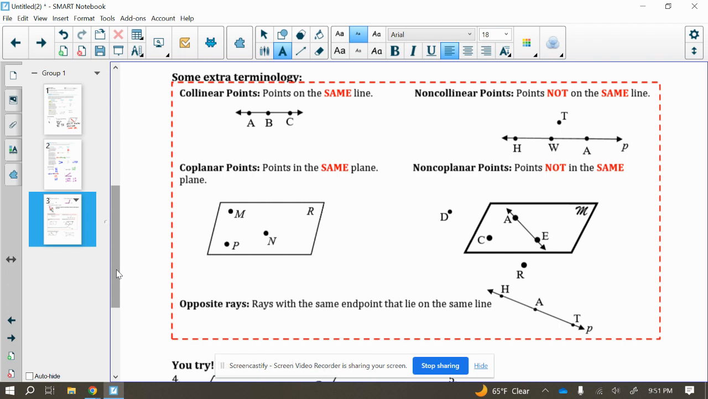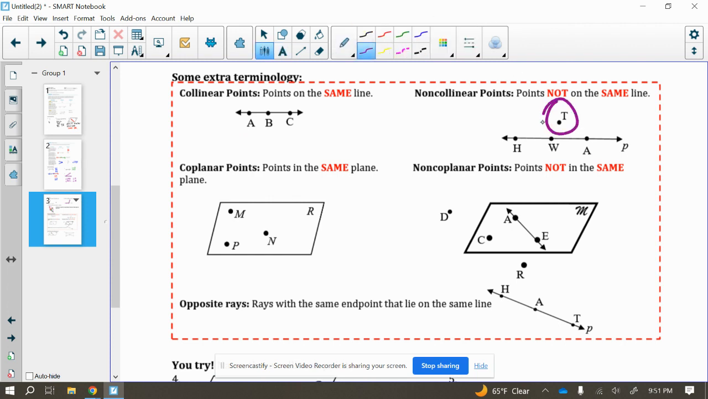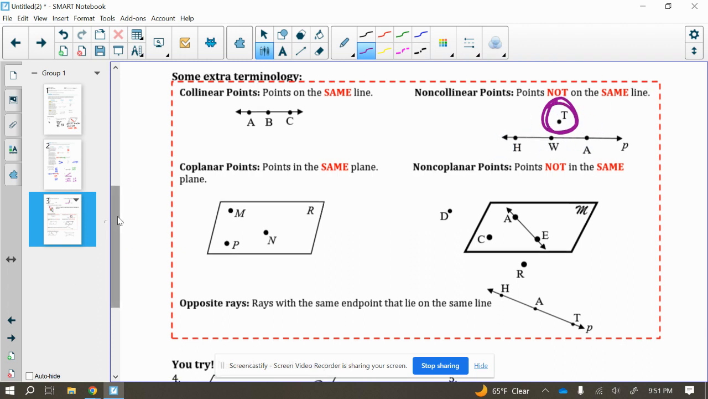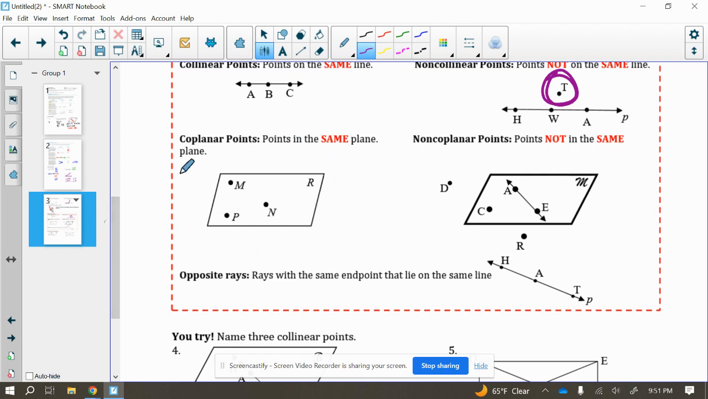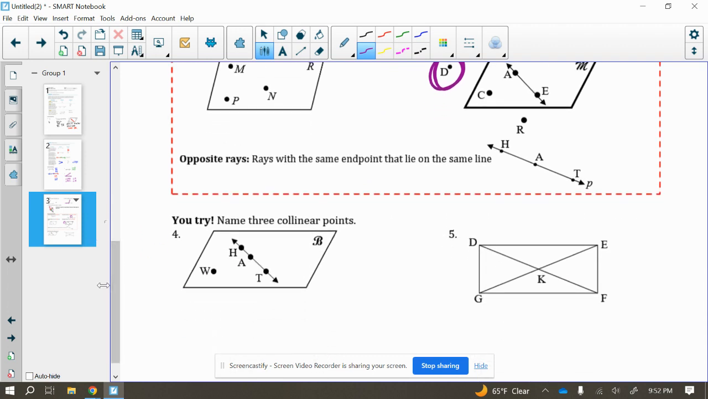All right, a little extra terminology to finish this out. We talked a little bit about this earlier. Collinear points are points that are on the same line. So A, B, and C would be collinear. Not collinear would be something like this example here where we have point T over here. He is not collinear with the rest of those points. Coplanar points, again, would be located on the same plane versus a not coplanar point, for instance, D, which is not on that same plane.